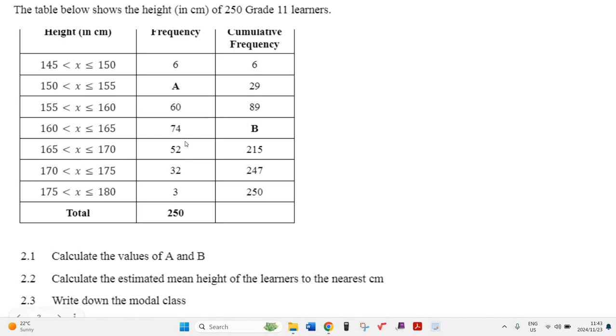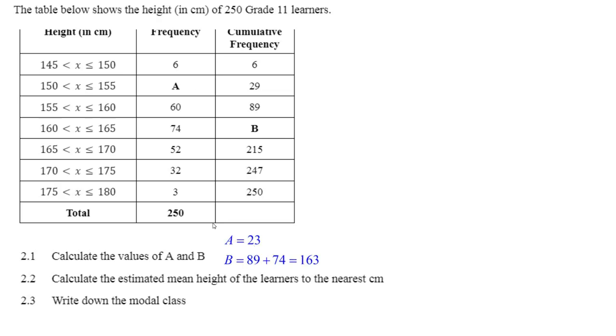And then the first question is here. They give you the frequency. This is the cumulative frequency, and you have to figure out A and B. Well, you have to know that if there's 6 here and 6 here, the cumulative frequency adds up to 29. Then the only way that could work is if A was 23. And that's why A is 23.